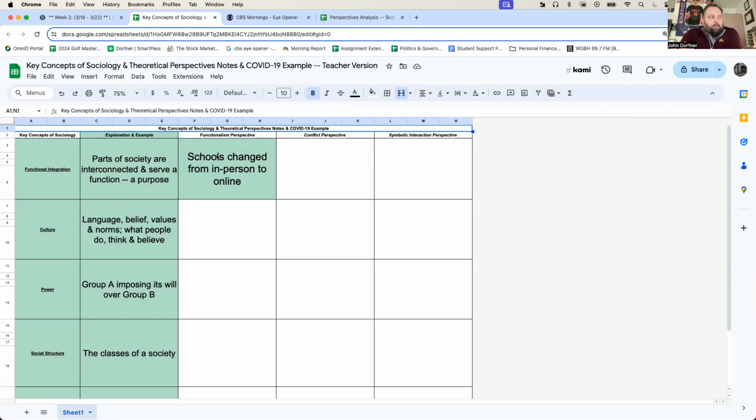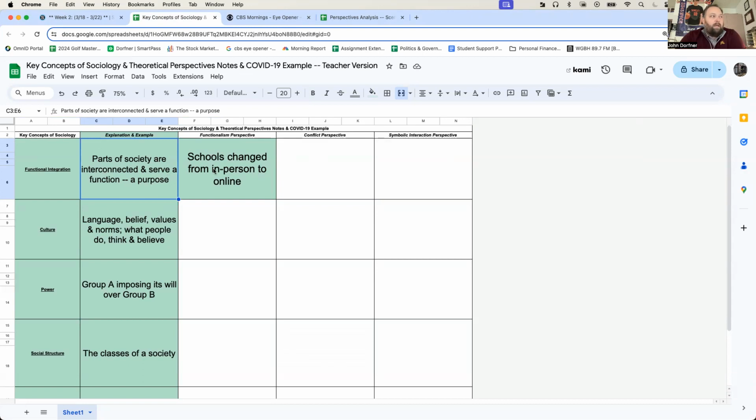On Wednesday, you were supposed to analyze the societal change that occurred within the US school system due to COVID. We started with functional integration. Again, functional integration is the parts of society that are connected to one another and serve a purpose. Everything we have in society serves a purpose. Every structure in society serves a purpose. The economy, schools, government, family, religion, baseball teams, they all do something.